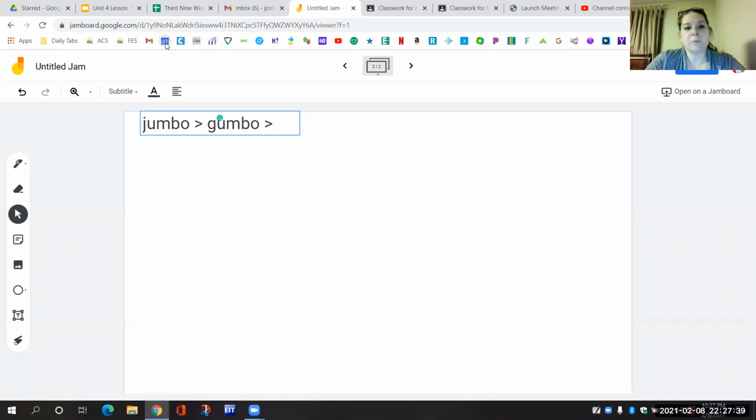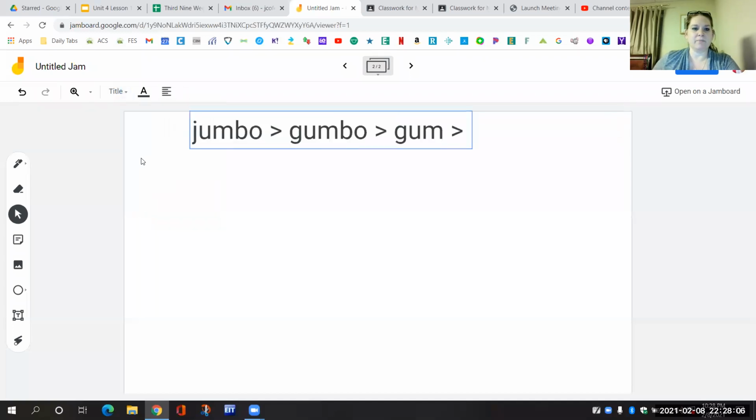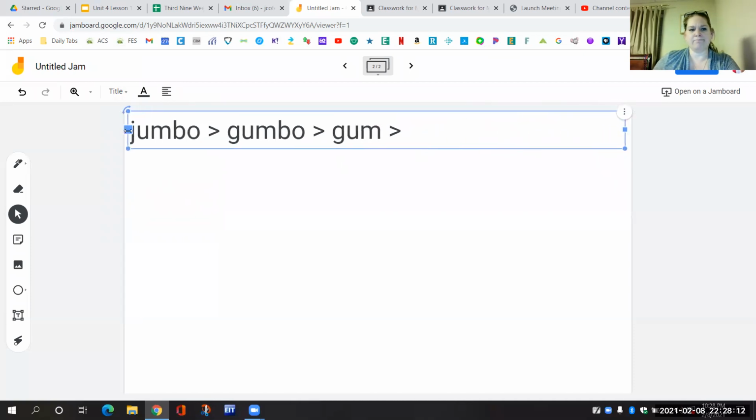All right, so now we're going to take the word gumbo and we are going to say it without bo. So what is the new word going to be? That's right, it's going to be gum. Good. Need to make this bigger, don't I? Stretch that out. Okay. We need to make these bigger. There we go. Sometimes it works, sometimes it doesn't. All right, so we have the word gum.